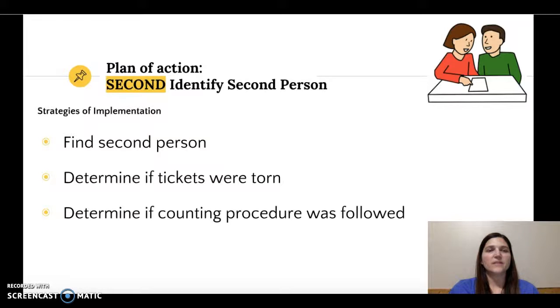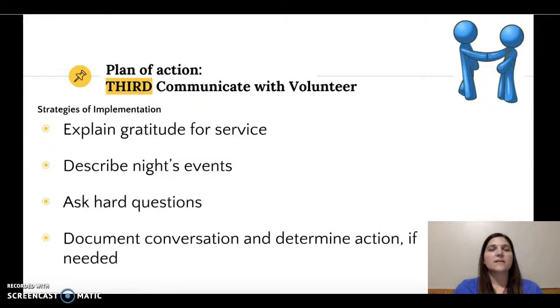The strategy of implementation is to find the second person who was at the gate with Mrs. Bowman. To second, determine if tickets were torn and if so, how many. And then third, determine if the counting procedures were followed. Depending on the answers given in this discussion, the principal could decide to proceed with step 3 or move on to step 4. Step 3 of my action plan would be to communicate with the volunteer.